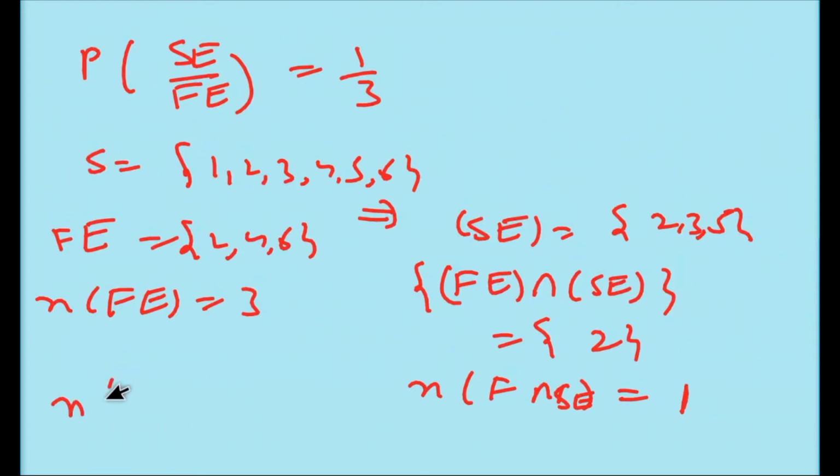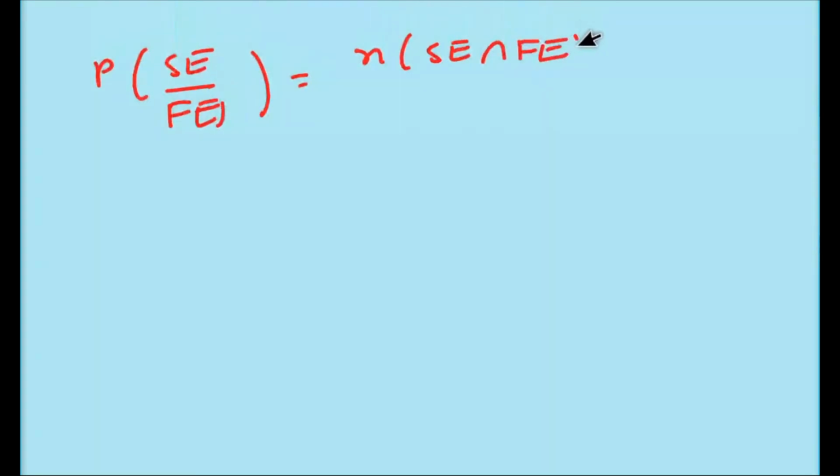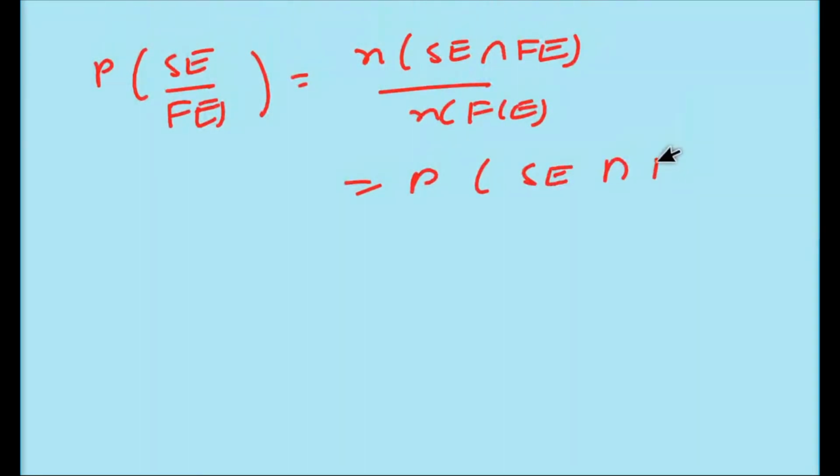So we can say the probability of the second event when the first event has occurred, we write this way: P(E2 given E1) equal to n(E1 intersection E2) upon n(E1), so we can write 1 upon 3. So our formula is: probability of the second event when the first event has occurred is n of the intersection of second event and first event upon n of first event, or we can say probability of second event intersection first event upon probability of first event.